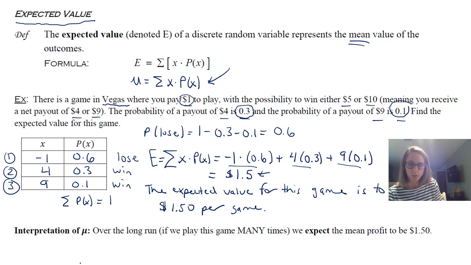But the idea here is the interpretation of this, because remember, this is still just a mean. It says over the long run, if we play this game many times, sometimes you win, sometimes you lose, you'd expect the mean profit to be $1.50. So a lot of the times you'd lose, sometimes you'd win, and because the money is big enough for winning, you'd expect on average to win. So let's be honest, this game is not really in Vegas, because in Vegas the expected value for all of their games is actually a negative, because in Vegas the house always wins.